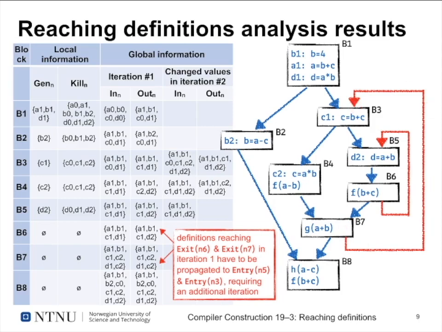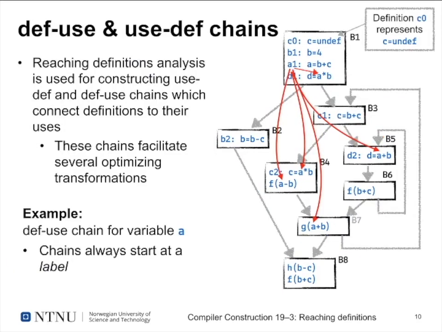So this requires additional information, and this requires us to propagate that information back up to the entry of B5 and B3 respectively in order to ensure that we actually capture all the possible ways we can run through our program.